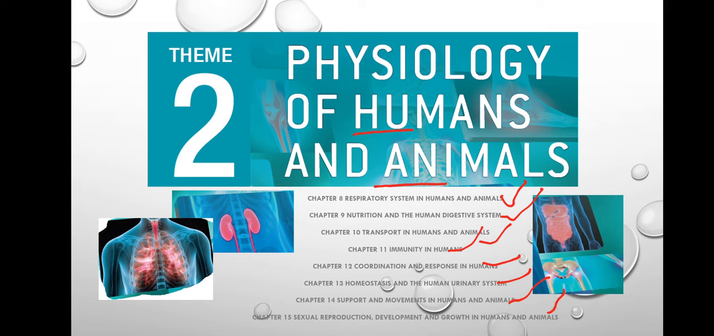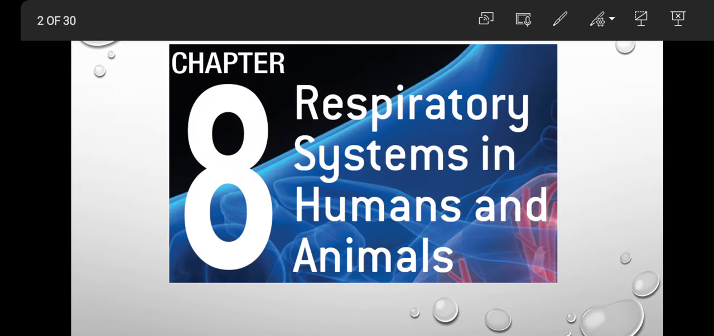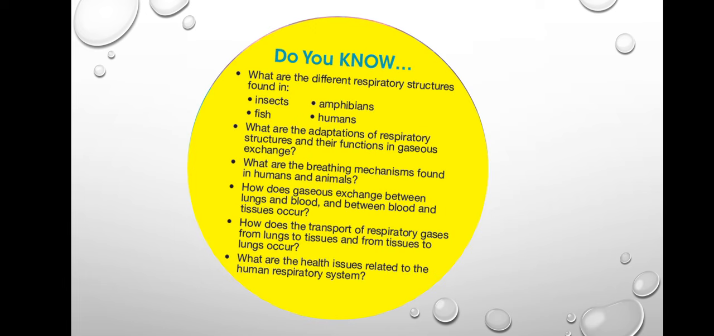So basically we will cover all the physiology processes of human and also the animals. Certain animals, we go by groups. So let's start with chapter 8. Chapter 8 is on the respiratory system in humans and animals. By looking at the title, we will see human and also animals, a few groups of animals.